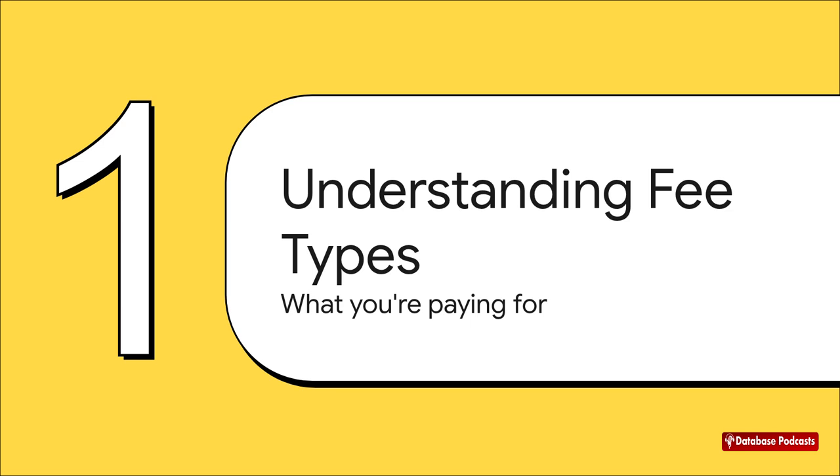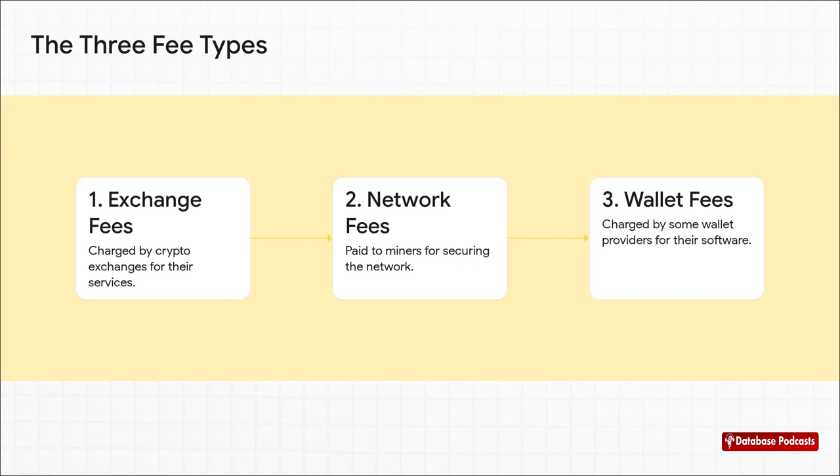Understanding fee types. So what are you actually paying for when you hit send? You know, when you look at it, the costs usually fall into one of three main buckets. You've got your exchange fees, then your network fees, and sometimes you might see some wallet fees. Let's take a closer look at each one.